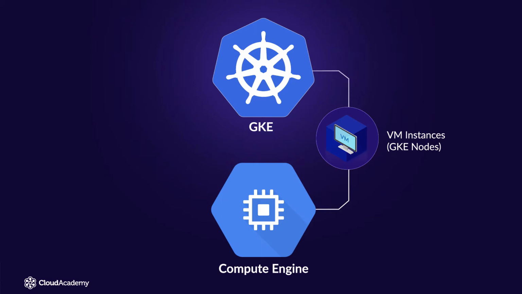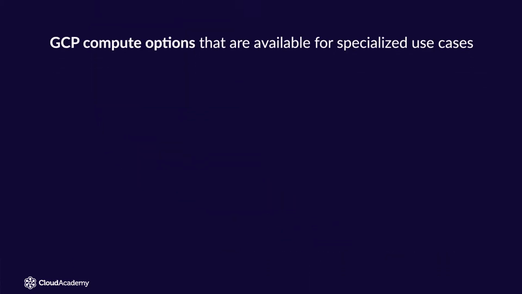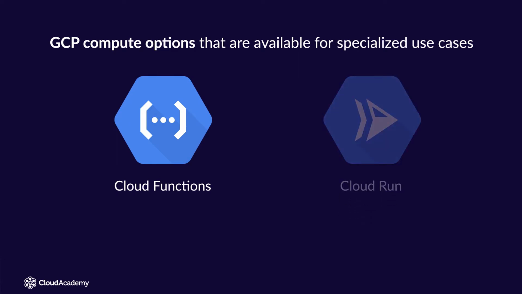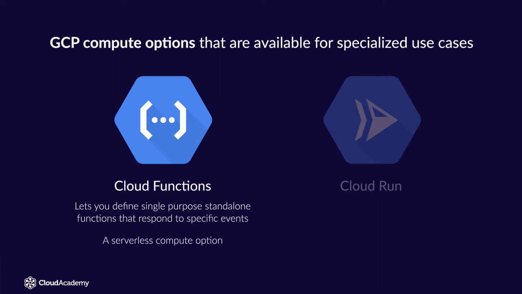Now, finally, I want to mention two other lightweight GCP compute options that are available for specialized use cases, and these are GCP Cloud Functions and GCP Cloud Run. Cloud Functions are analogous to Amazon's Lambda service. They let you define single-purpose, standalone functions that respond to specific events. Now, this is, again, a serverless compute option, and it can work well for circumstances where all you want to do is run some specific function in response to an event that it's watching. So, kind of a targeted use case there.